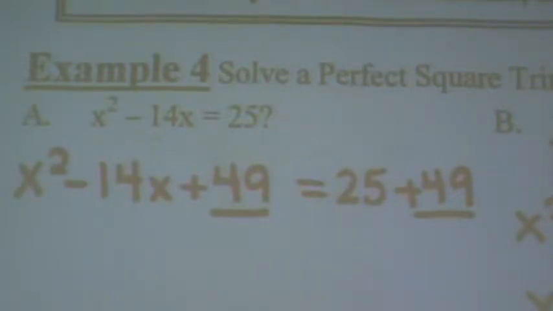It's the same amount on that side. You do the same thing. Whatever you do to one side, you do to the other.